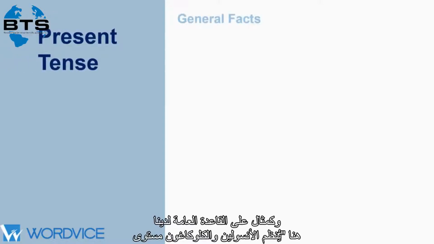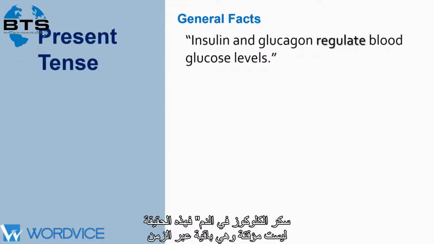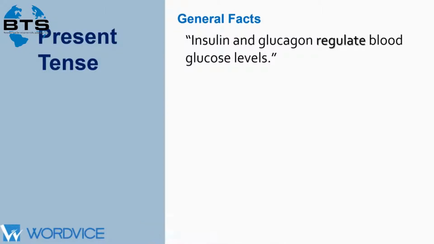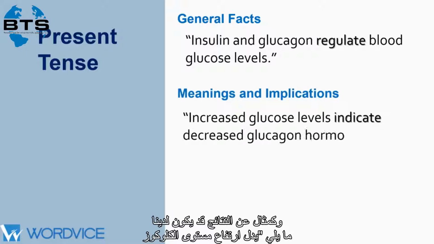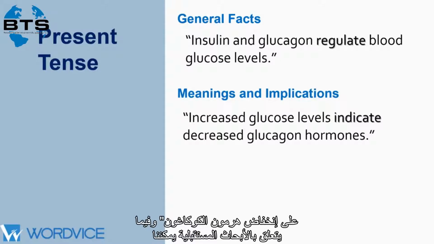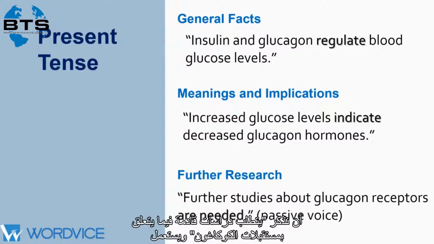An example of a general fact would be, insulin and glucagon regulate blood glucose levels. This fact has no temporal change and is constant throughout time. An example of implications might be, increased glucose levels indicate decreased glucagon hormones. And for further research, further studies about glucagon receptors are needed.